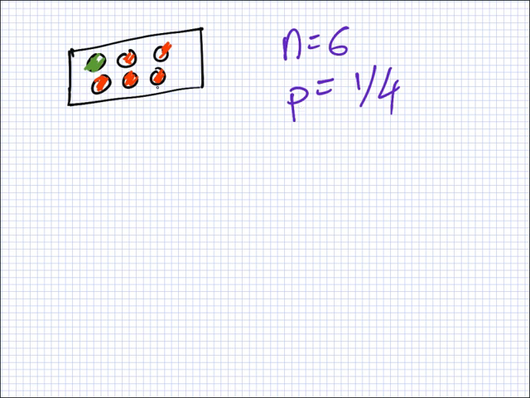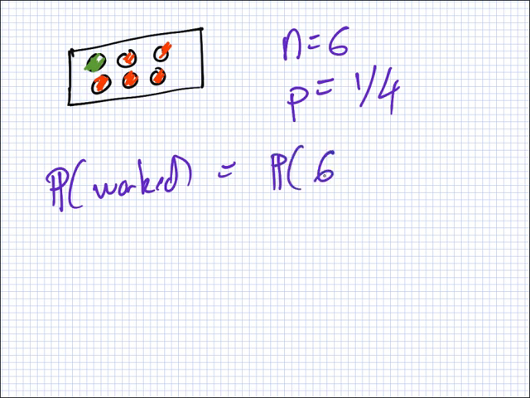So, let's say that we consider the experiment a success if none of the vials turn green, if they all stay red. Okay? So I want to know the probability that the experiment was a success, that everything worked. And that is the same as saying the probability that you have 6 red, basically.